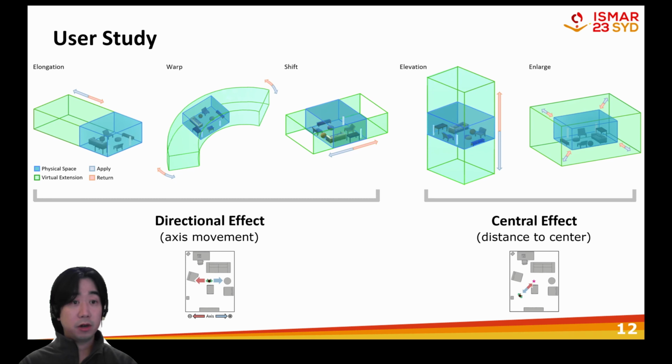As you can see here, elongation, warp, and shift treatments were designed to induce a directional effect, while the elevate and enlarge treatments were designed to induce a central effect. Furthermore, we cross-examined directional effects from distortion effects designed to induce central effect and vice versa, but there was no foreseeable trend found in that regard.